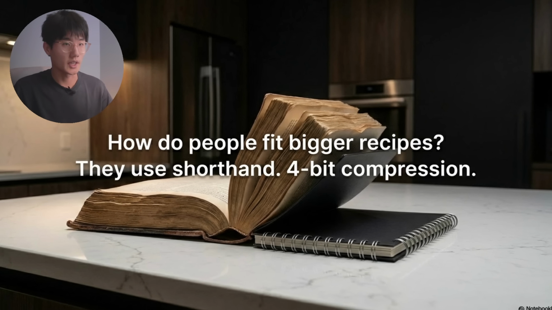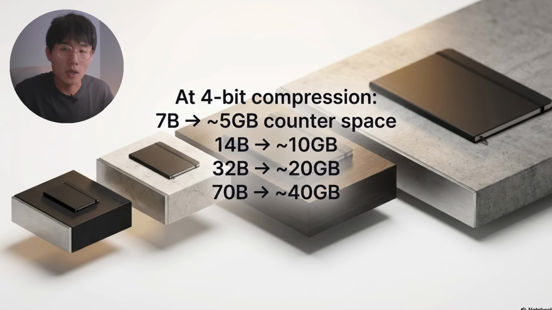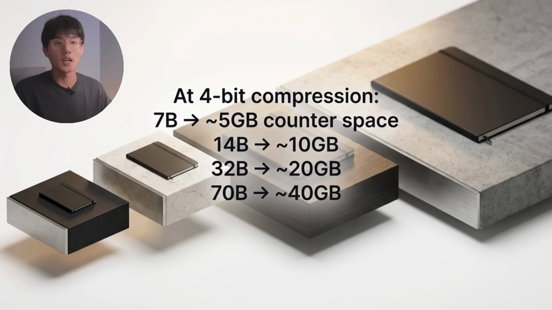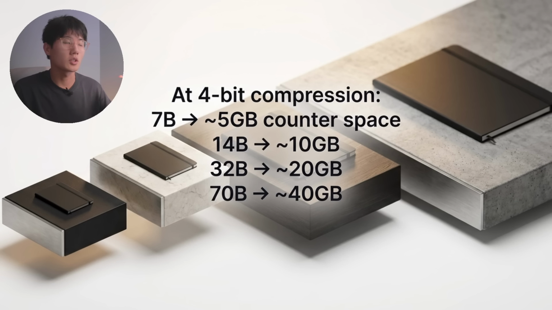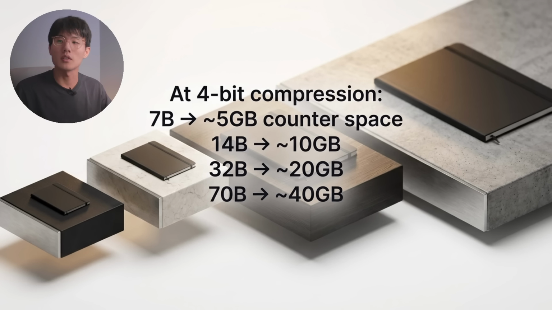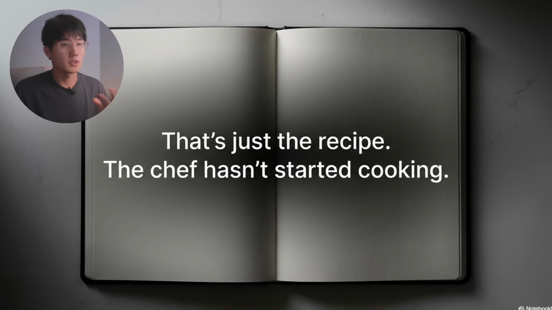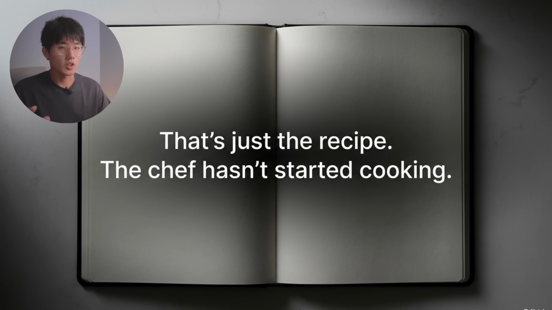They use shorthand. Instead of writing every instruction in full, detailed handwriting, they compress it down. We call it 4-bit compression, which is the same recipe, just in a smaller notebook. You lose maybe a tiny bit of detail, but it fits on way less counter space. At 4-bit compression, here's a cheat sheet for you. A 7 billion instruction model takes about 5 gigs of counter space. At 14 billion it takes about 10, 32 billion takes about 20, 70 billion takes about 40. That's just the recipe sitting there. The chef hasn't even started cooking yet.